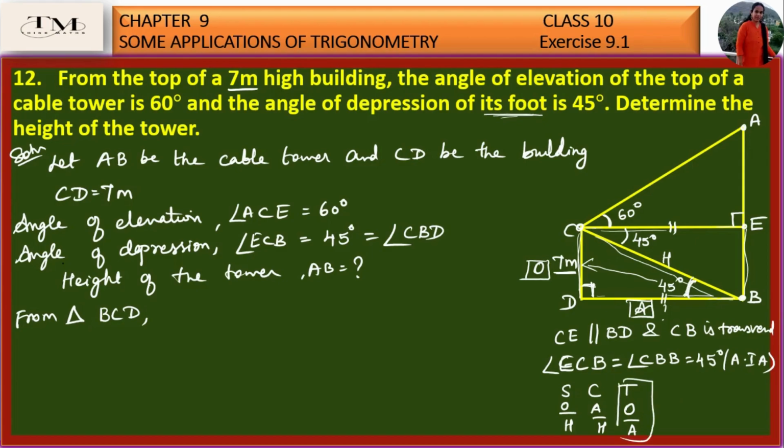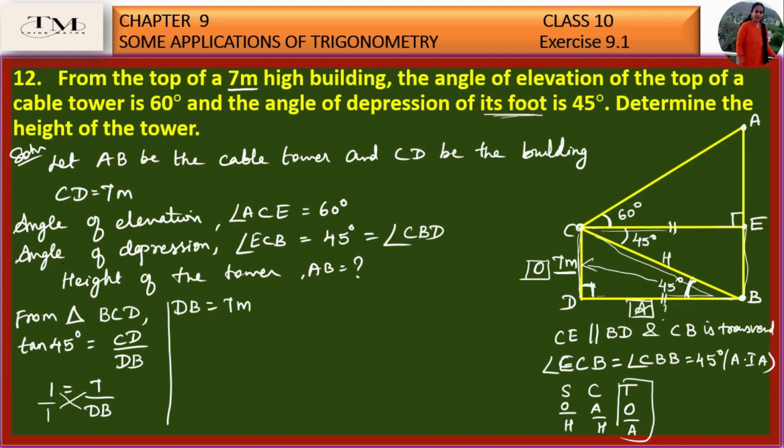So it is tan 45 degree. Tan 45 degree equals opposite over adjacent. The opposite side is CD, the adjacent side is DB. Tan 45 is 1. You should all remember the trigonometric table so that you can easily write the values. Tan 45 is equal to 1. CD is 7, so 1 equals 7 by DB. Cross multiplying, 1 into DB is DB, equal to 1 into 7, which is 7. So DB is equal to 7 meter.